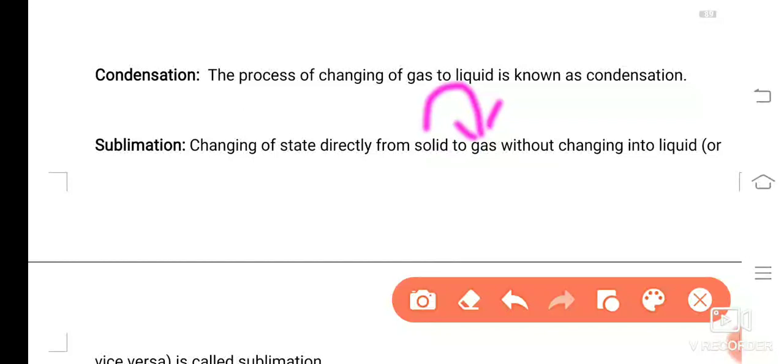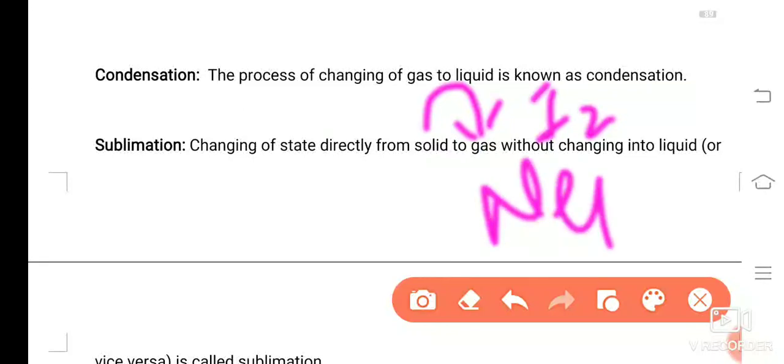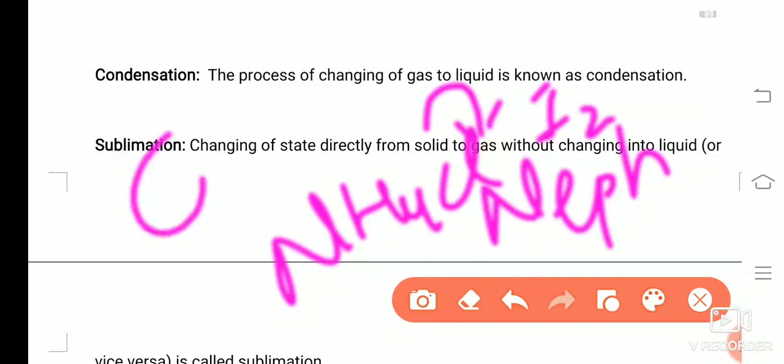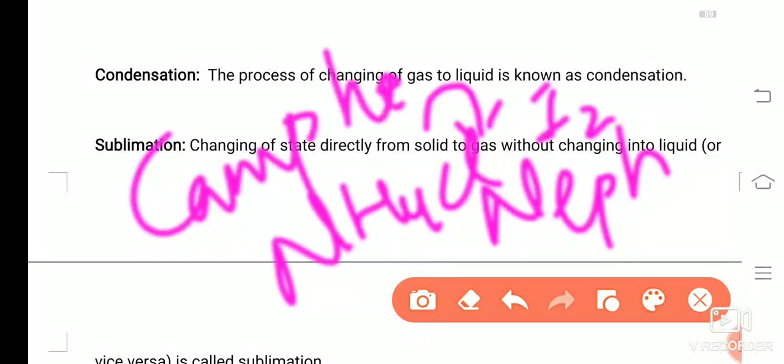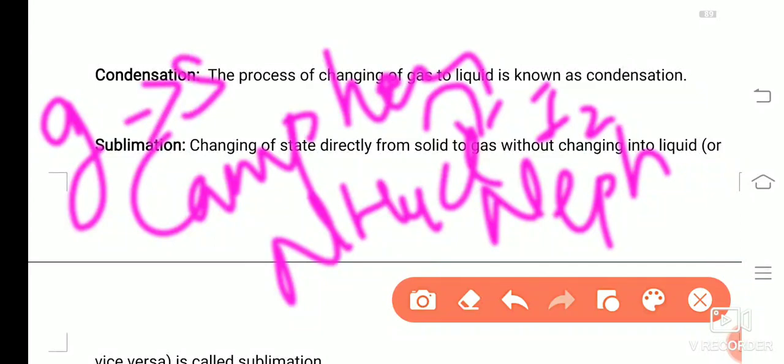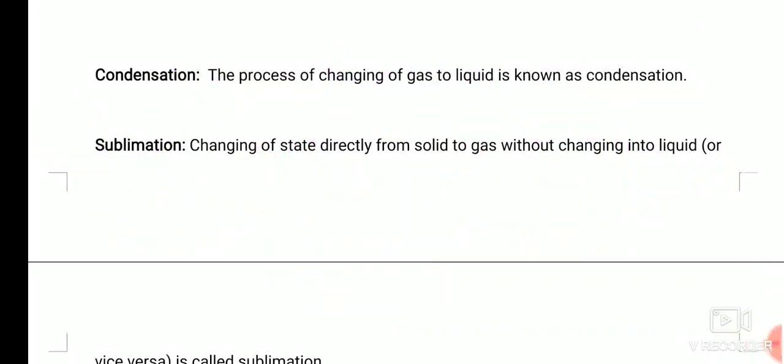For example, iodine. Another example, you might have seen naphthalene balls that we keep in the wardrobe with clothes. There are many other examples also: ammonium chloride, camphor. There are plenty of examples which directly change into gas. If the gas changes into solid, then it is deposition.